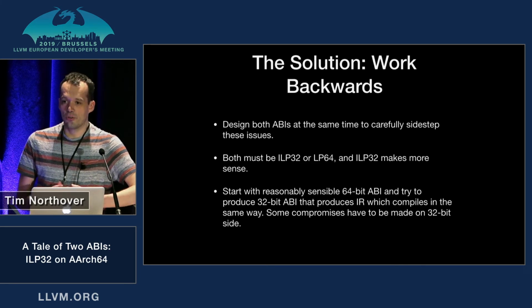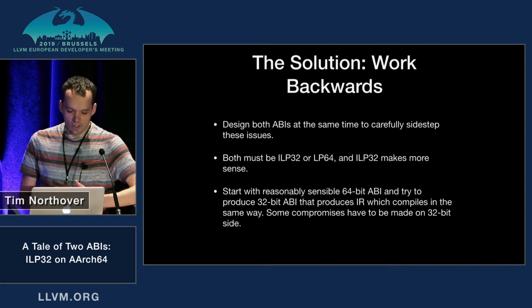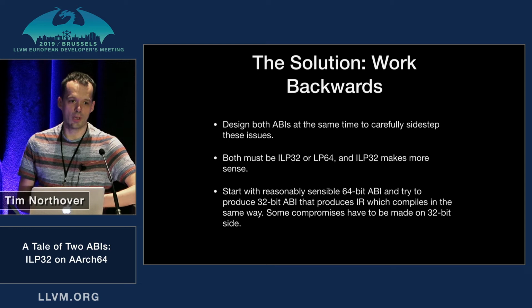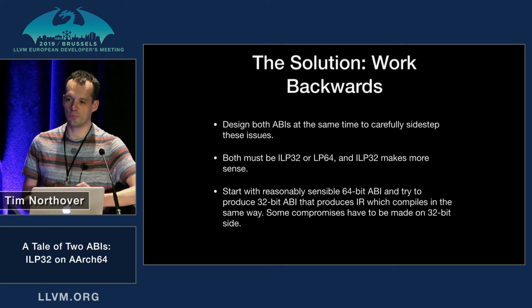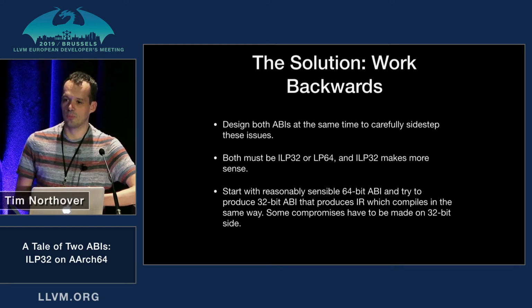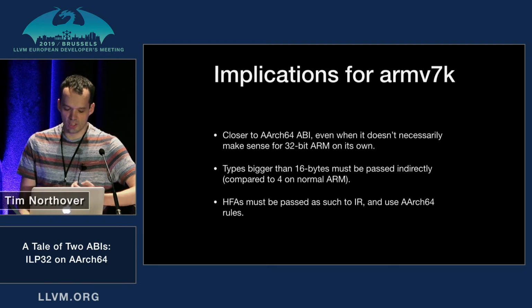So the idea was, what we decided to do back in 2015 or something, was to design both ABIs together so that this scheme could possibly have a hope of working. And we wanted them to be as natural as possible with other ABIs for ARM64 and ARM32. But where compromises had to be made, we decided that we wanted it to be the ARMv7k, the 32-bit ABI, that took the hit, because we expected the 64-bit one to be around longer. And because of this, there were some implications for ARMv7k.